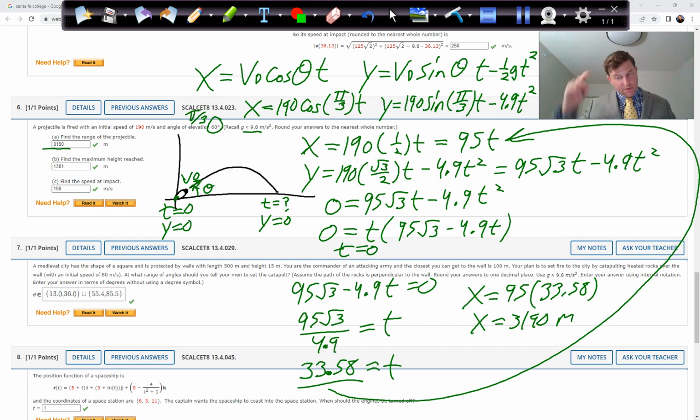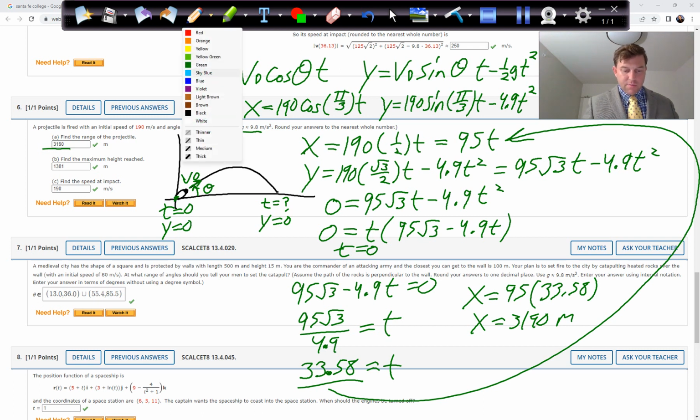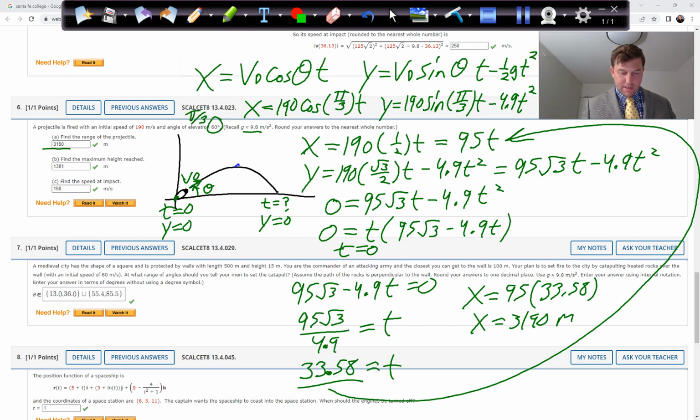Okay, the maximum height, there's an easy way to do this and a hard way to do this. So I'm going to do the easy way. The maximum height should occur exactly halfway in between these two times. So if this time is 33.58, this time is 33.58 divided by 2. Now this only works because we're firing from the ground. If we're firing from a height, this is not true.